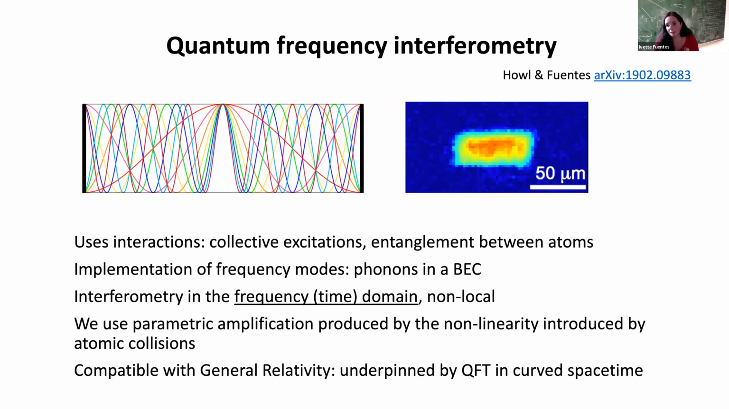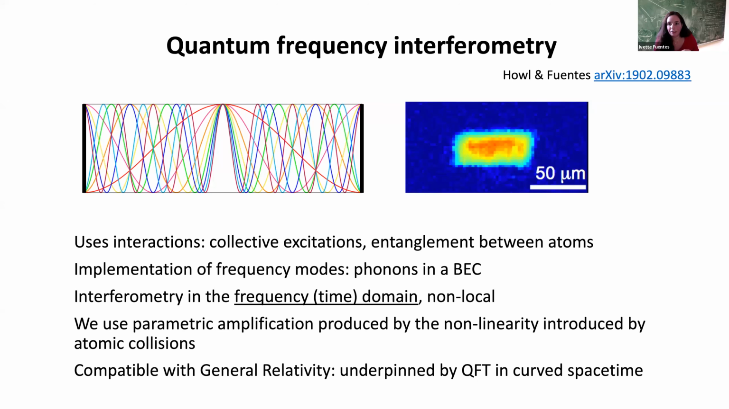But actually the atoms interact and they collide, and this gives rise to collective excitations. These are also called phonons, or density fluctuations, and these are actually a relativistic quantum field. And we showed that if you prepare these in highly squeezed states, like highly quantum mechanical states, they become very, very sensitive to space-time perturbations. So now we're going to do interferometry, not in space, but in the frequency domain, like in the time domain. So now the system doesn't need to be big in order to have a good sensitivity.